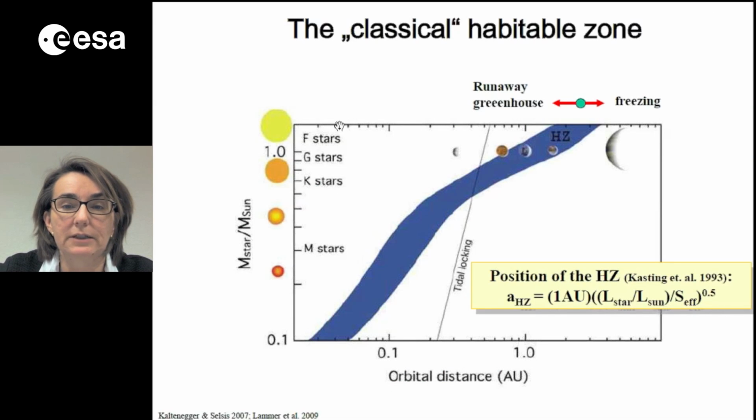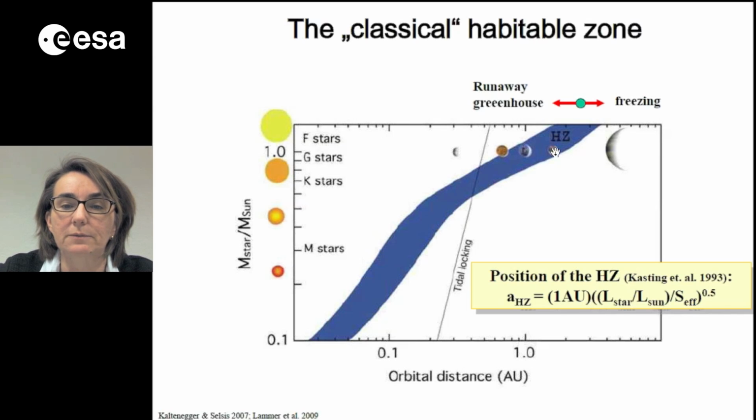If we look at this diagram, it's a very famous diagram in exoplanets, coming from Jim Kasting in the beginning of the 90s, and it's showing the classical habitable zone. To the left on the y-axis, we see the masses of the star, the central star of planetary systems, normalized to the mass of the Sun. So the solar system is up here, here's the Sun, and here's the orbital distance of planets. Here's the solar system: Mercury, Venus, Earth, Mars, and Jupiter.